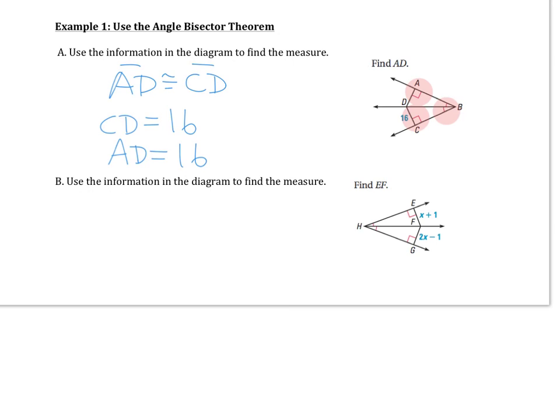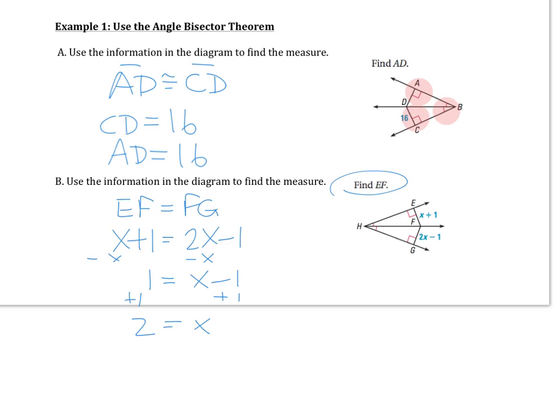Use the information in the diagram to find the measure EF. So now we're using a little bit of algebra. Again, I have perpendicular and I have angle bisector. So I know that EF equals FG. So x plus 1 equals 2x minus 1. I subtract x and add 1. So x equals 2. But it says find the measure of EF. So EF equals 2 plus 1, which is 3.